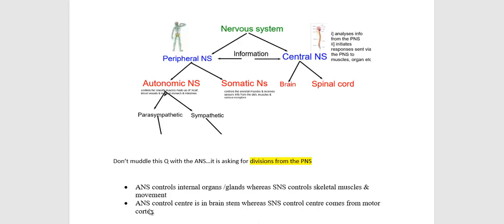Or you could say something like the ANS control center is in the brainstem, whereas the somatic nervous system control center comes from the motor cortex. So either of those.